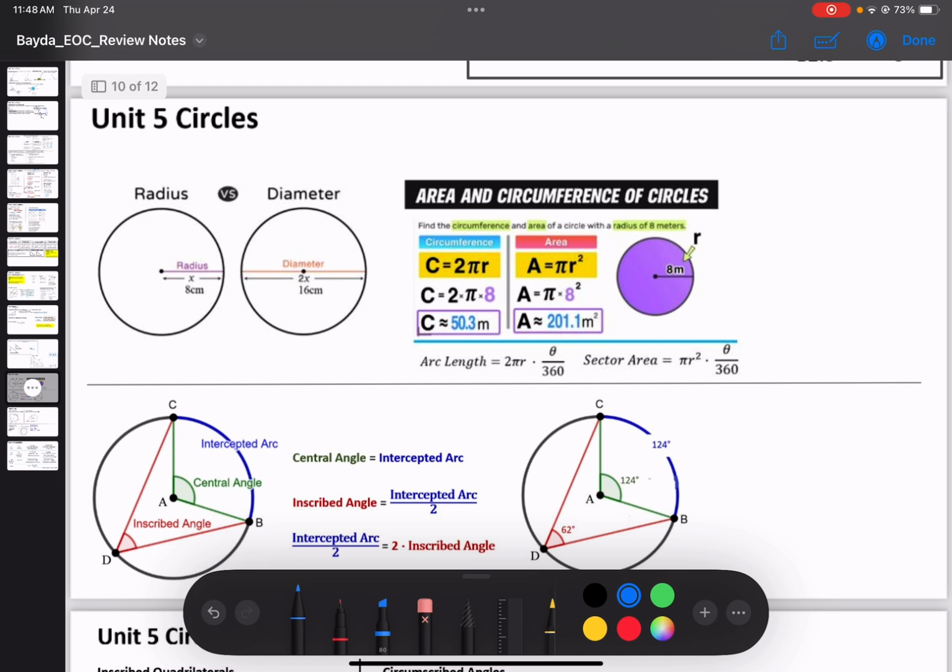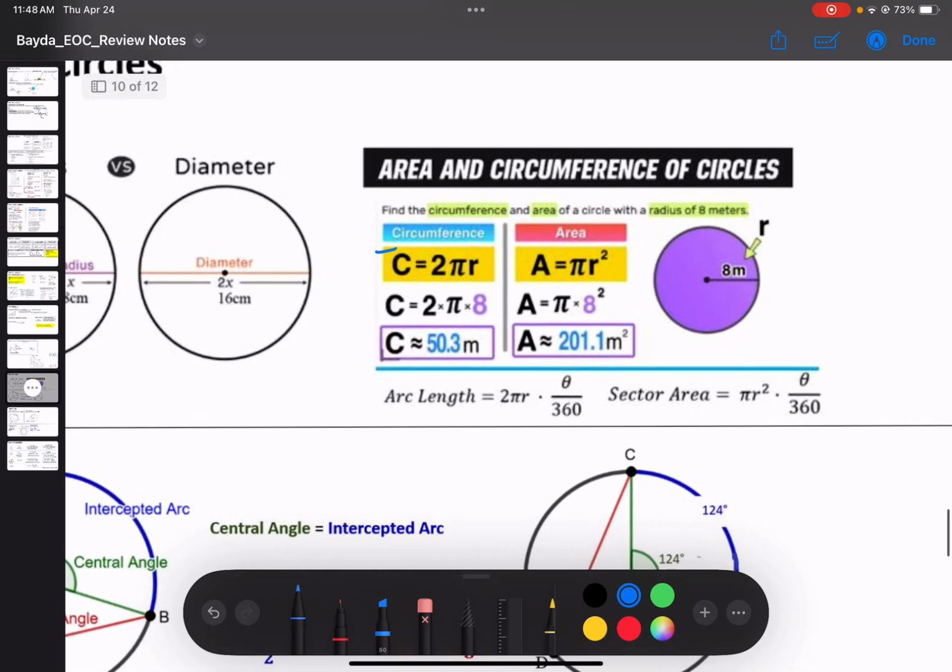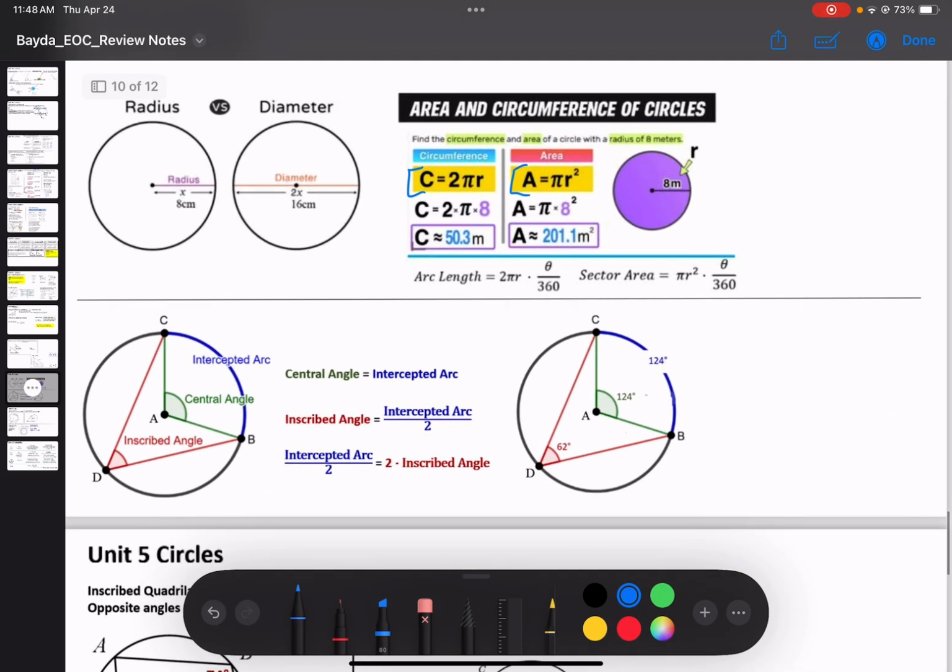So the radius is half of the diameter. So if you do want to find your radius and you have your diameter, just divide it by 2. Your formulas for circumference and area all depend upon the radius as well.